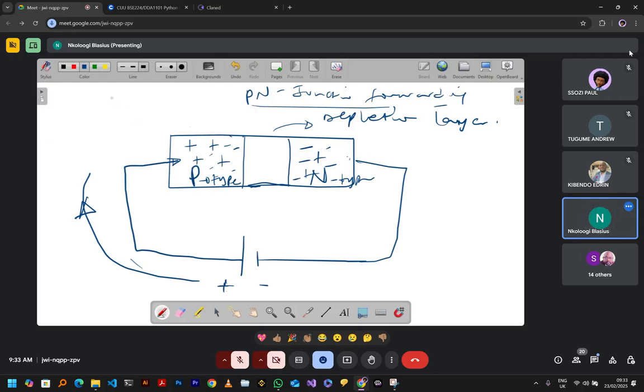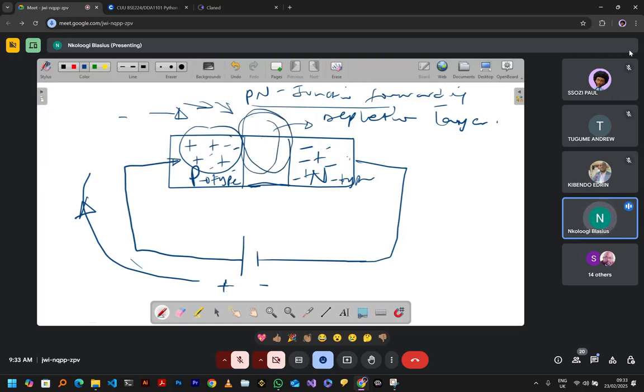And of course, we know like poles always repel, and unlike poles attract. So the positive will be coming and then meeting the more positive ions here. It means that they will have to repel. So we'll see that more forces will push these positive charges to the other side, forcing this region here, the depletion region, to decrease.